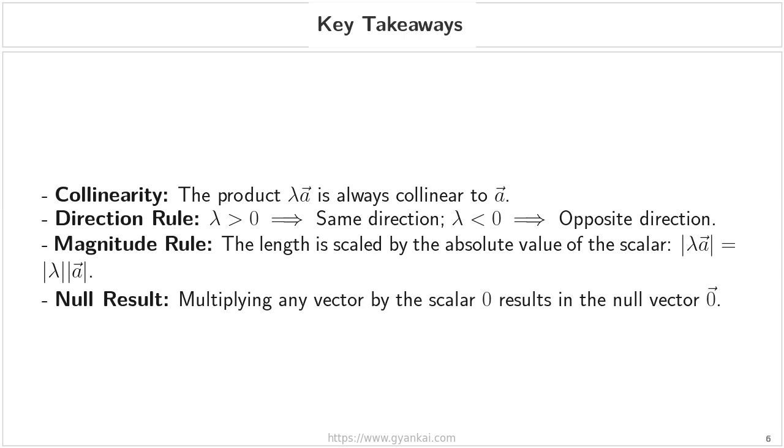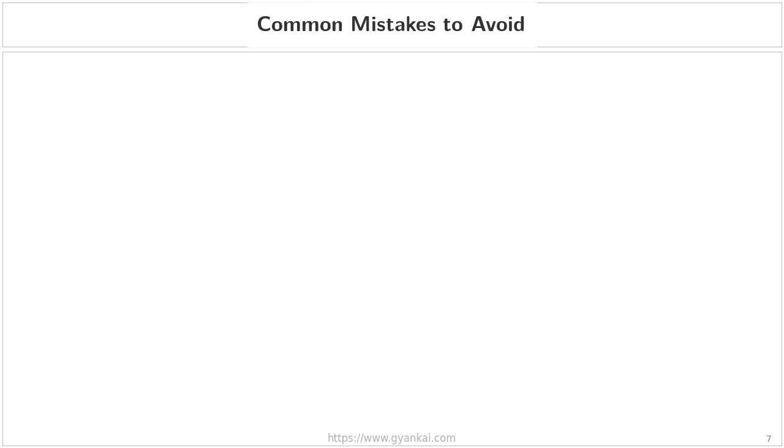Finally, don't forget the special case of the null result. As we saw in our earlier slides, multiplying any vector by the scalar 0 will always result in the null vector, which we denote as 0 vector A. Keep these 4 points in mind, as they are the foundation for everything we will do next. In our final slide, I will highlight a few common pitfalls that students often encounter when working through these types of problems. Common mistakes to avoid.